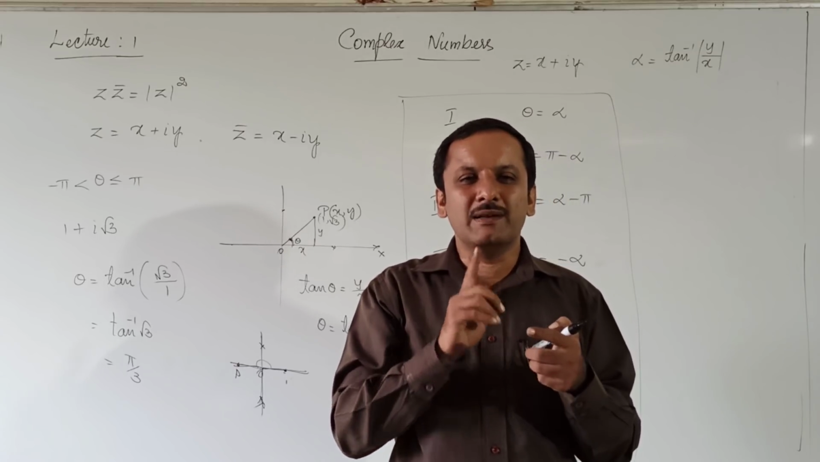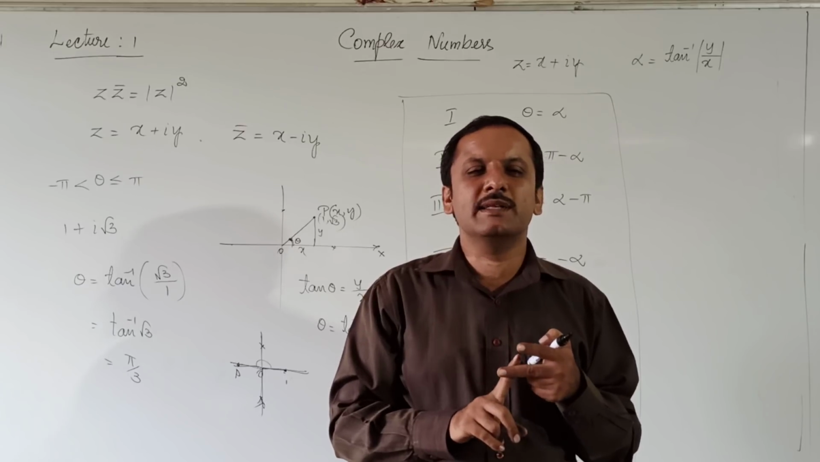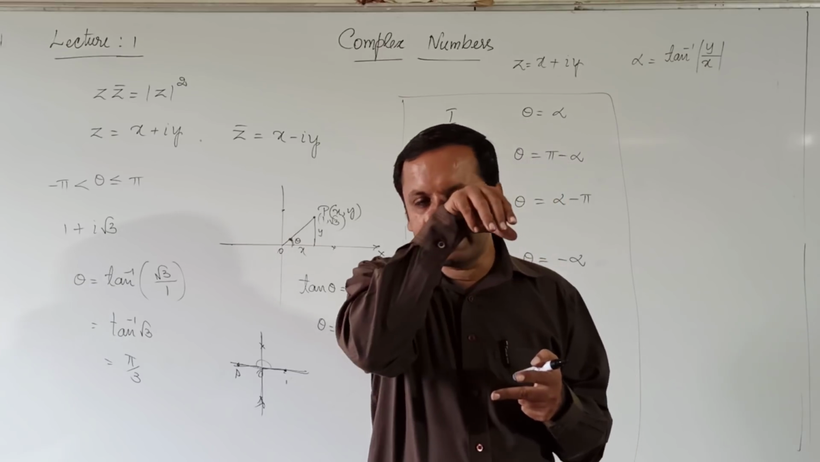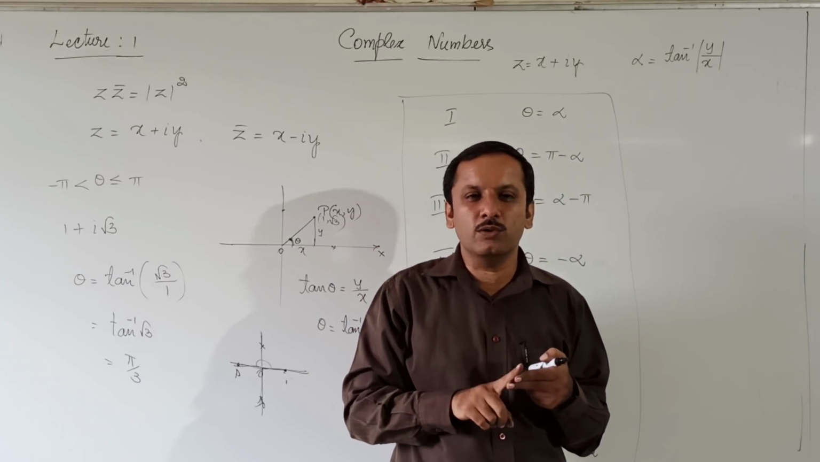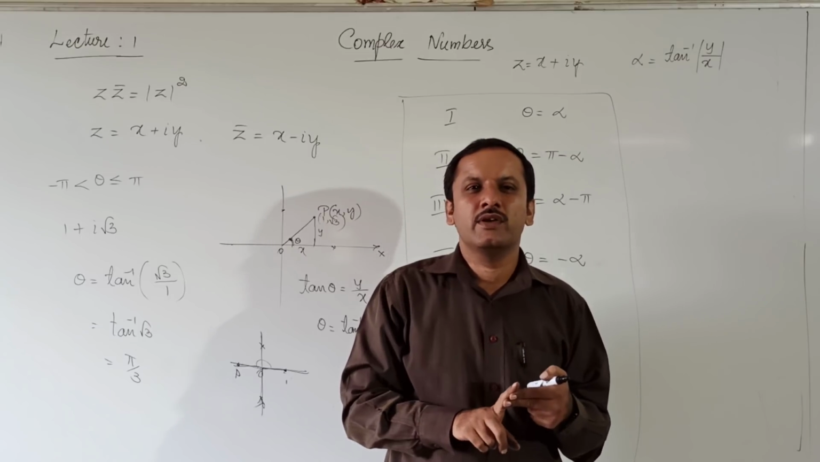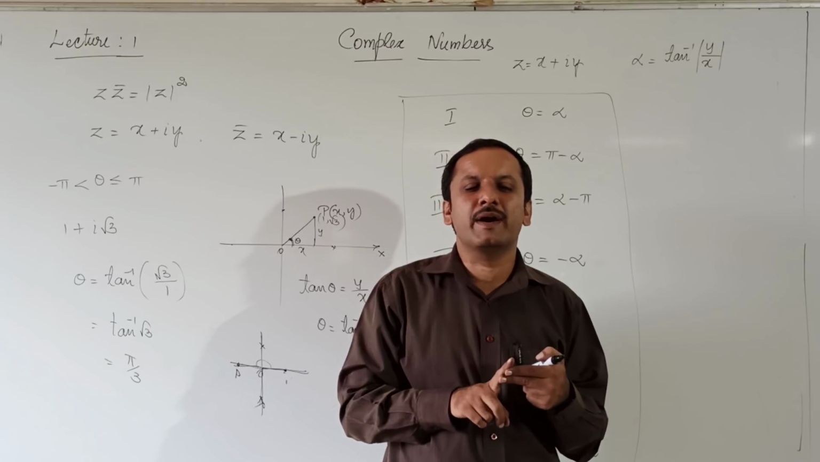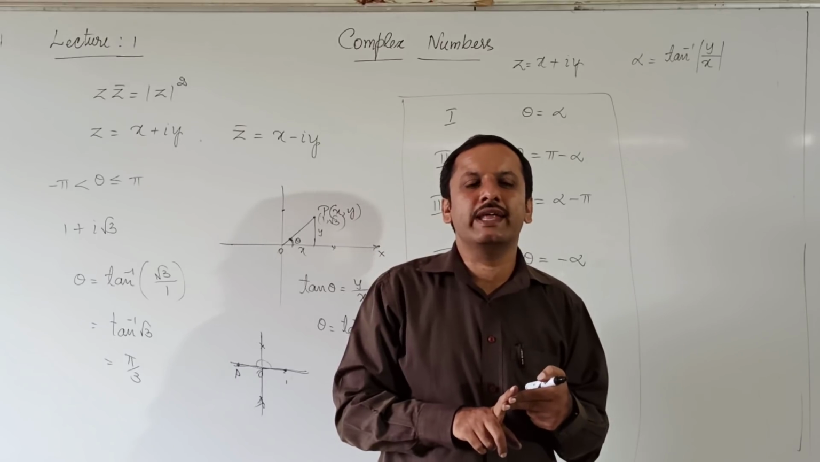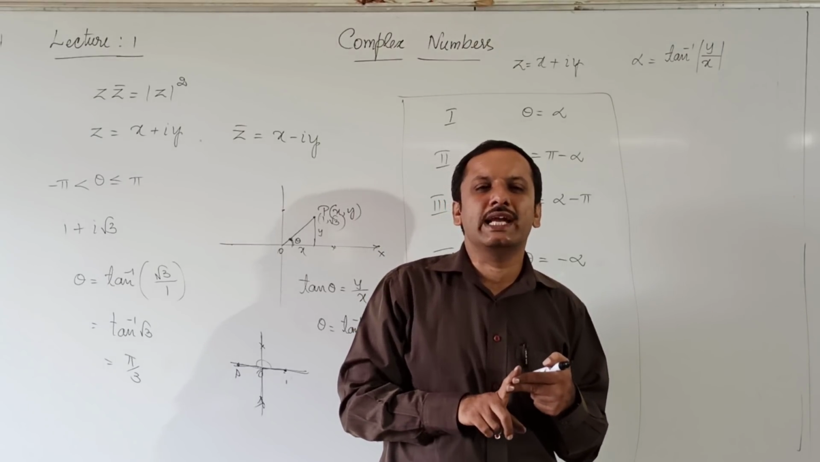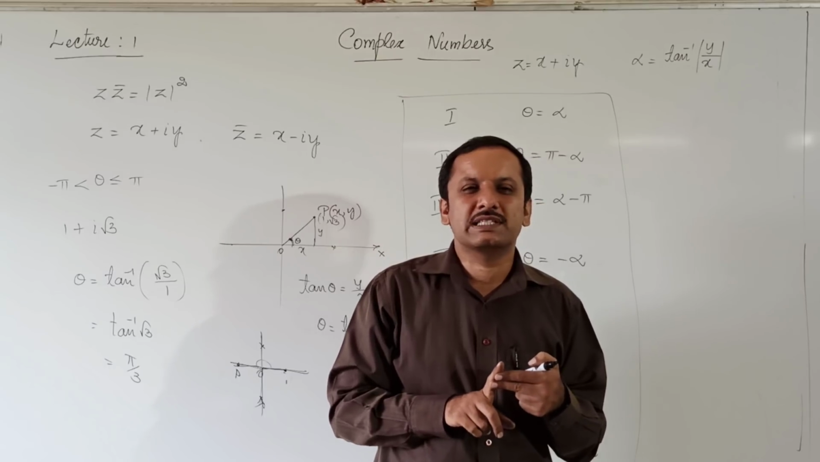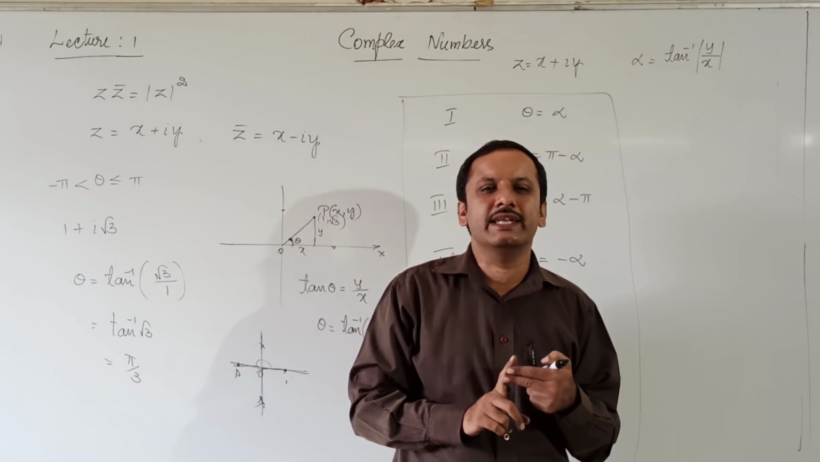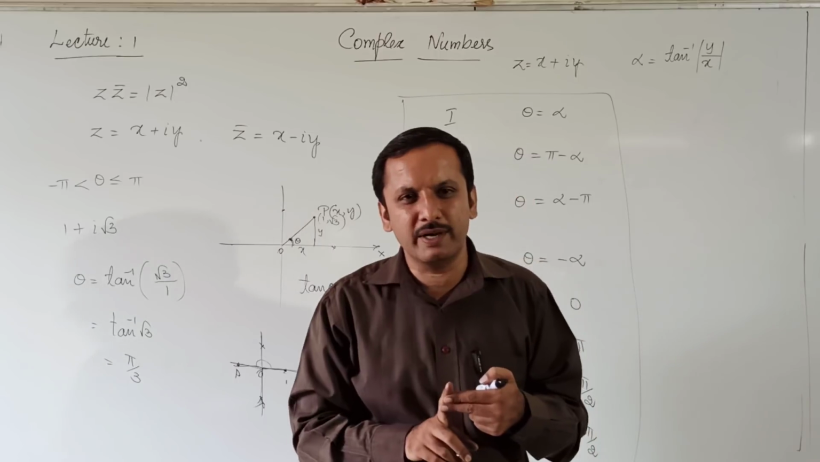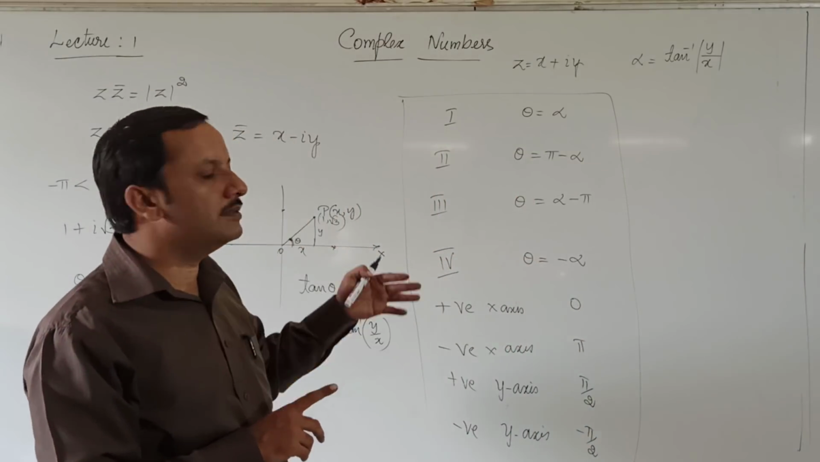I repeat, if the real part is 0 and the imaginary part is positive, then the point lies on the positive y-axis, and the amplitude is pi by 2. If the real part is 0 and the imaginary part is negative, then the complex number lies on the negative y-axis, and its amplitude is minus pi by 2. These are the things you should remember with respect to the amplitude.